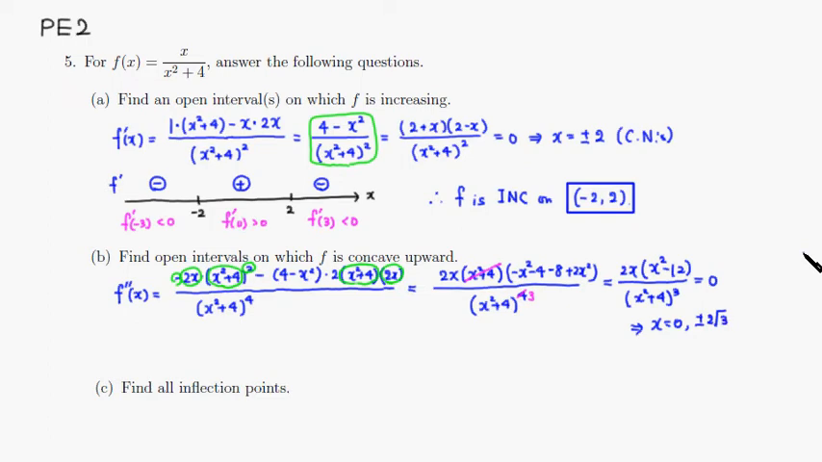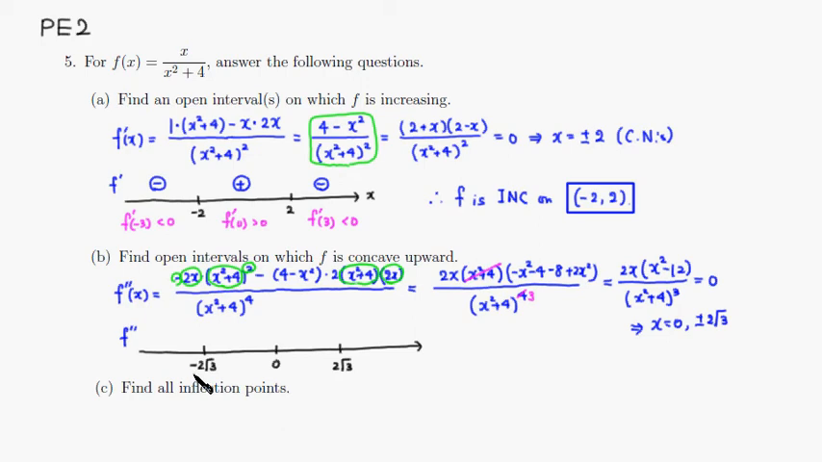Then we can do a number line here. So we have to put the 3 different places. Here's a 0, and here is negative 2 square root of 3, and the positive 2 square root of 3. Then we just have to look at the sign here. So f double prime, let's just look at the sign.